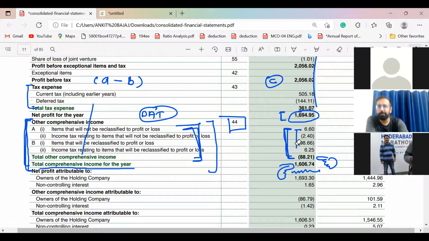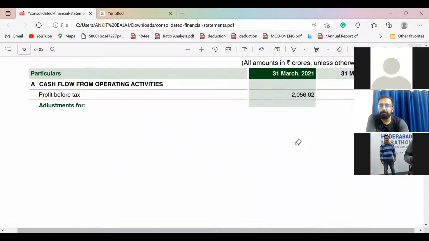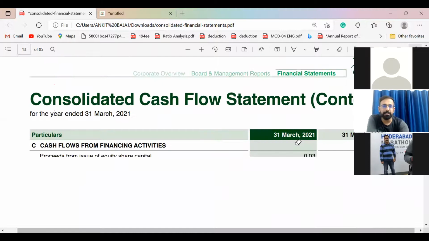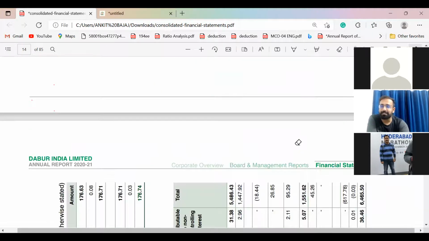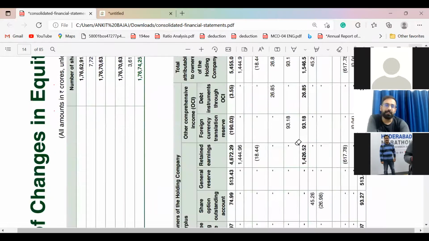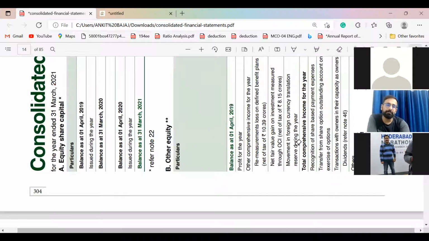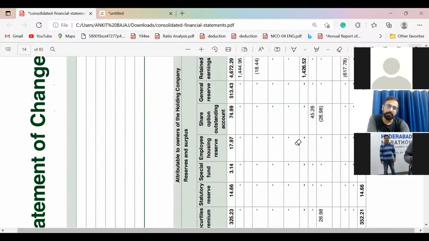Now, instead of preparing reserve and surplus account, what companies do now, they prepare other equity statement. What is the reason why they prepare other equity statement? Just because now they have to adjust other comprehensive income balance, right? So instead of preparing reserve and surplus account, they will be preparing other equity, and that other equity format will be including this reserve and surplus account balance, right?